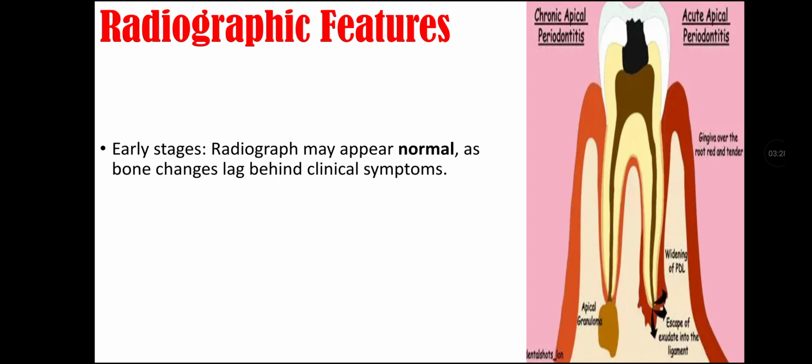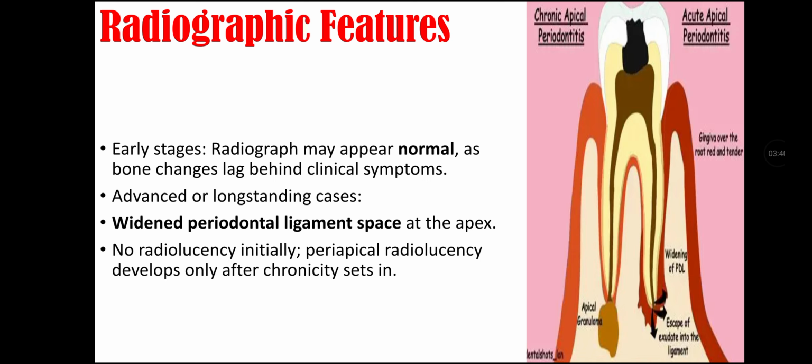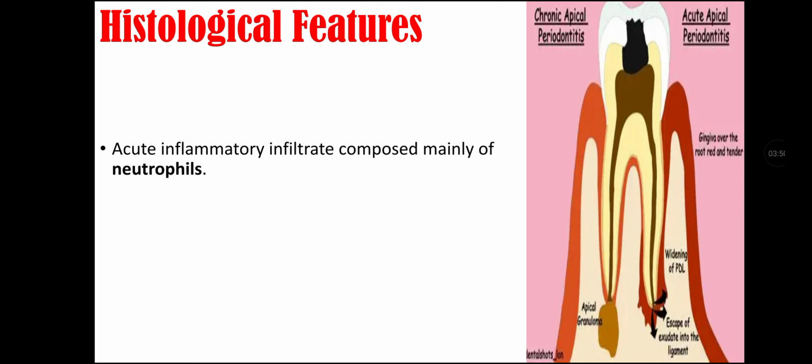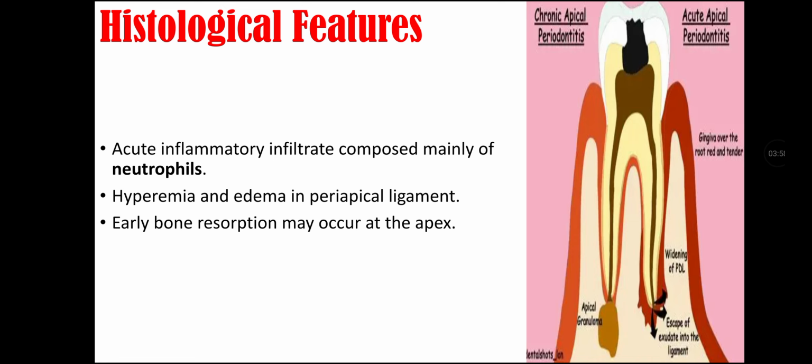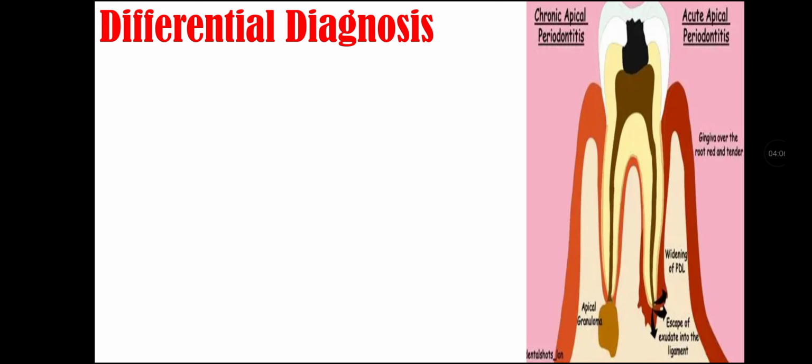Radiographic features. In early stages, the radiograph may appear normal as bone changes lag behind clinical symptoms. In advanced or long-standing cases, there is widened periodontal ligament space at the apex, no radiolucency is present initially, and periapical radiolucency develops only after chronicity sets in. Histological features. Acute inflammatory infiltrate composed mainly of neutrophils. Hyperemia and edema in the periapical ligament are there. There is early bone resorption that may occur at the apex.